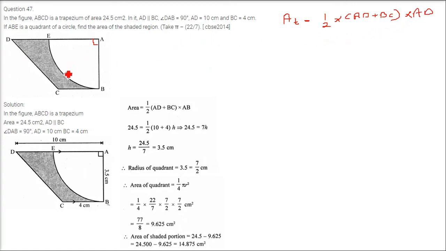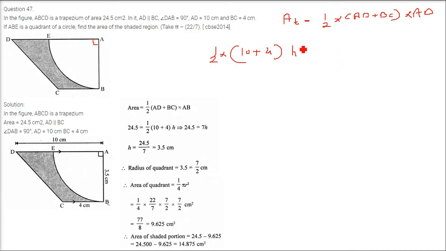So here the trapezium area is given. So let us use this: half into AD, AD is 10, plus BC, it is 4, and what is the distance between them? Is it given? No, it is not given. So we have to find it. Let us say it is H.